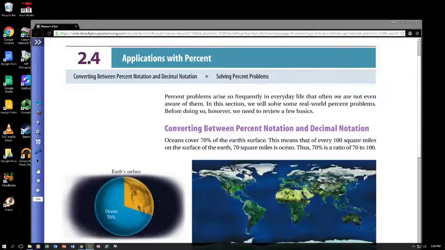Chapter 2, Section 4, Applications with Percent. The first part I'm going to talk about is converting between percent notation and decimal notation and then solving percent problems.